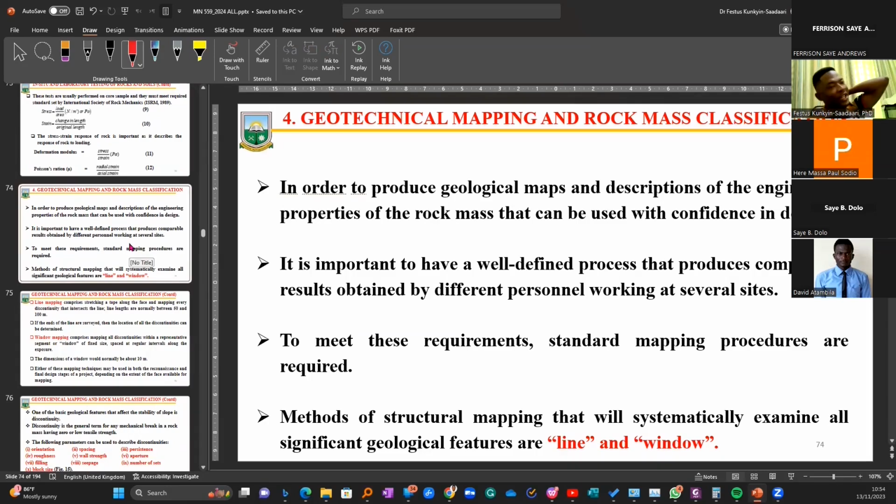Geotechnical mapping and rock mass classification. When you have gotten all your mechanical properties and you have an idea of the physical properties of your rock, the next thing we do is to look at the qualitative properties of the rock. So we have the quantitative ones and the qualitative ones. And the qualitative ones we usually term the rock mass classification. So I have subjected the sample to tests in the lab and all that. Then what do I see visually when I get to the field?